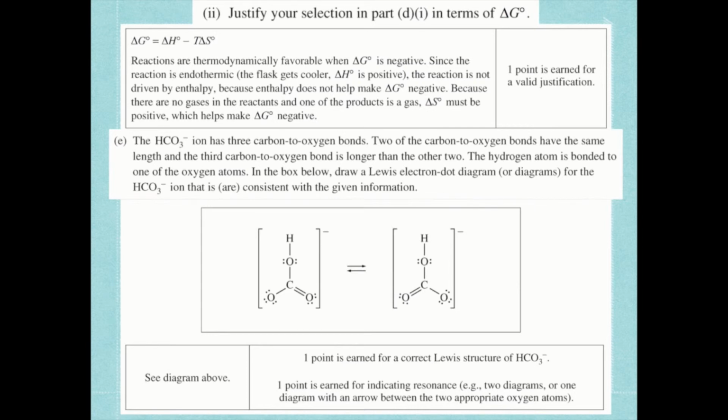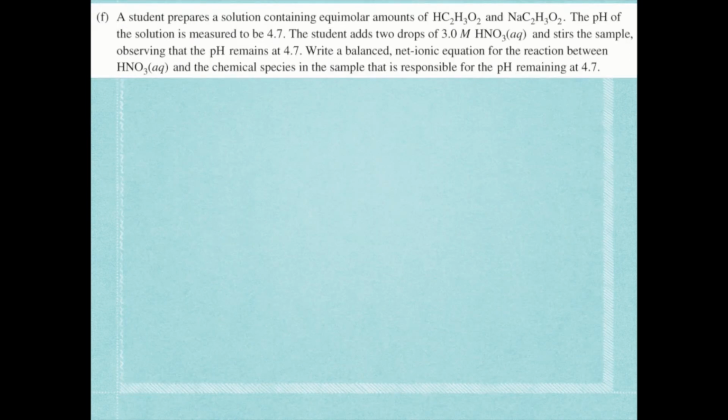Now, the reason that one does not have resonance is it is also bound to hydrogen, and so it cannot participate in resonance in this case. So it's just going to be the bottom two carbon-oxygen bonds, and they're going to be the same length because, remember, resonance is an average of the two drawings that you see right there. So you get 1 point for the correct Lewis structure and 1 point for indicating resonance, which is represented in this diagram here.